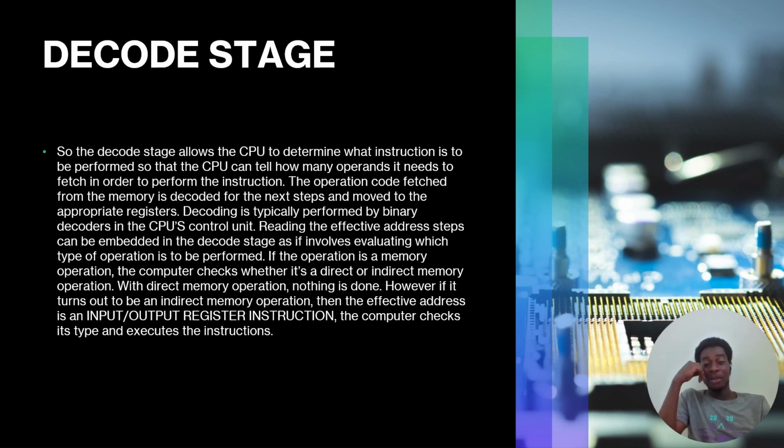With direct memory operation, nothing is done. However, if it turns out to be an indirect memory operation, then the effective address is computed. For an input or output register instruction, the computer checks its time and executes the instructions.